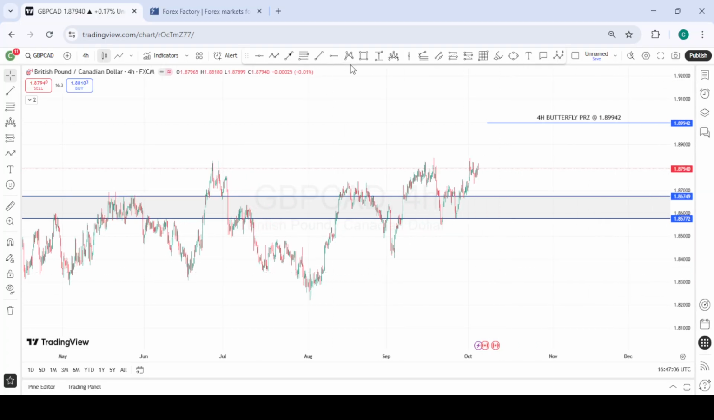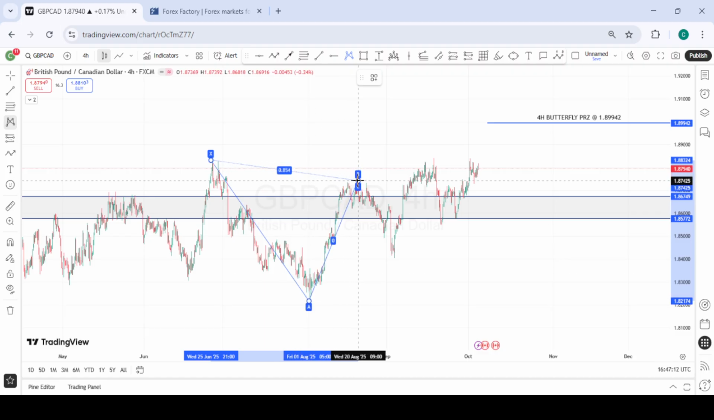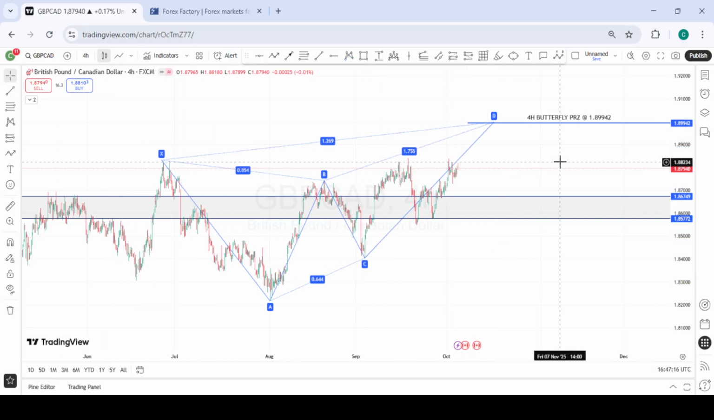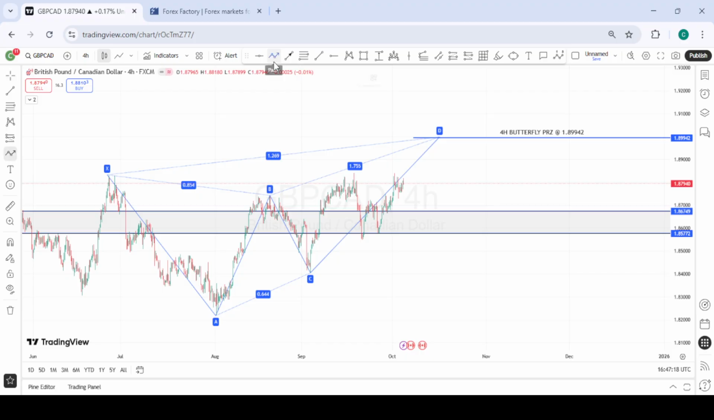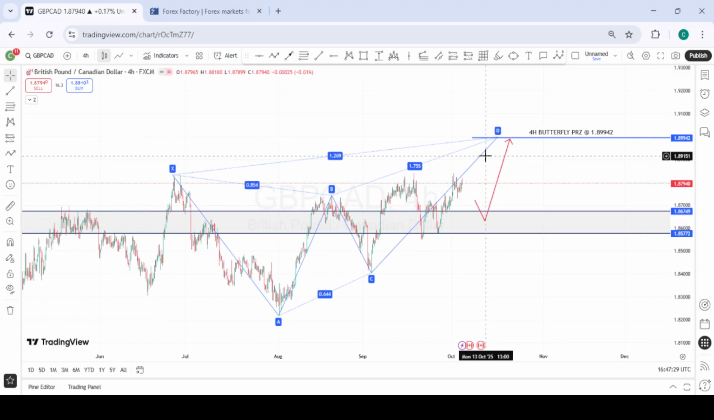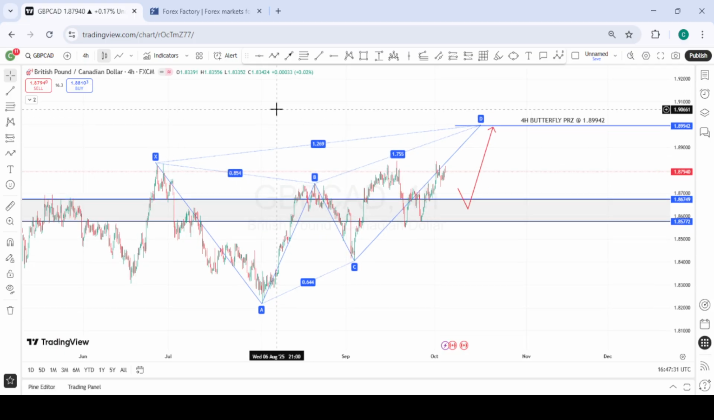So this is the pattern that we identify. This is our X, this is our A, this is our B, this is our C, and this is our possible D leg. So for the coming week, we'll be looking for price to pull back into this area of interest, give us buying confirmations, and buy to complete this harmonic pattern on GBPCAD. So we are very bullish on GBPCAD, and let's look out for those buys.